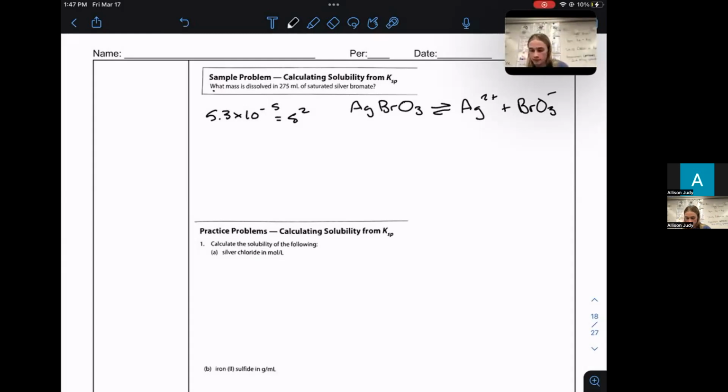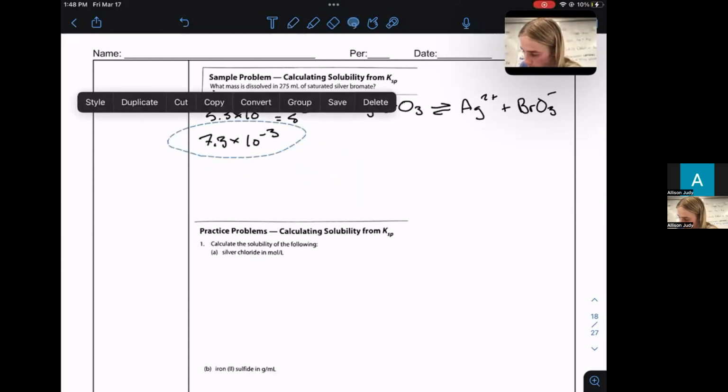Because I did not calculate this, if someone wants to square root that, that would be helpful, or I can slowly do it. 0.0073. Okay, 7.3 times 10 to the negative third, I think. Okay, so that's our molar solubility value.